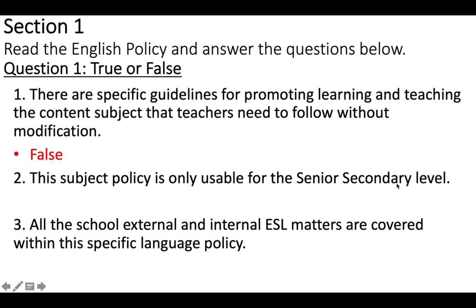No, it's not only for senior secondary school. That's false. It is for the upper primary phase, junior secondary phase, and senior secondary phase. All the school external and internal ESL matters are covered within this specific language policy. That is not true, because we have mentioned that internal issues are created by the schools themselves.